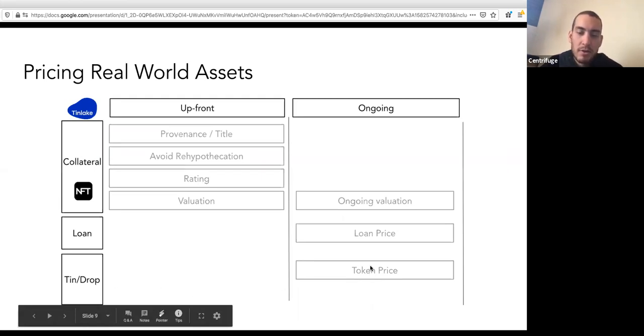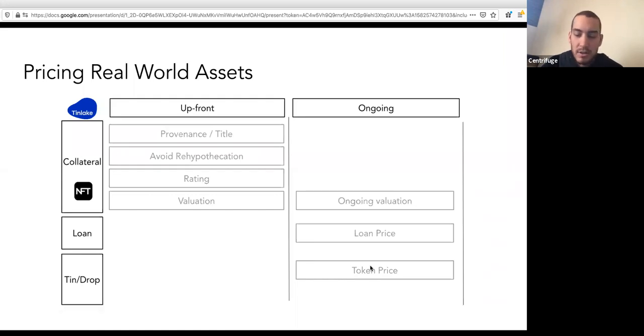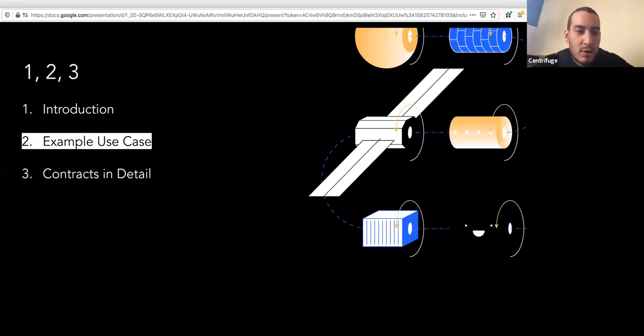And so those are the external data sources that we need to feed into Tinlake to be able to have an idea of how to price the NFTs and how to price the ERC20 tokens, the drop and tin. So that was a very compressed overview of what Tinlake does.